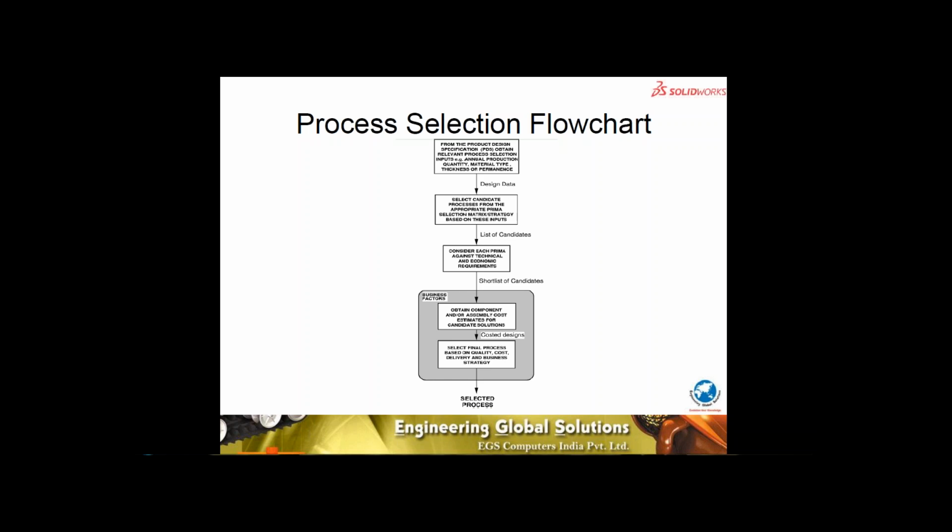One of the popular methods is called the priority information mapping and allocation. This PRIMA method is used popularly in the industry. It's based on a matrix, and the strategies of this are taken as inputs, and the list of candidates in the processes are further refined as shortlisted candidates based on each PRIMA characteristic consideration against the technical and the economic requirements. Subsequently, the business factors play a part, and then the selected process goes mainstream.